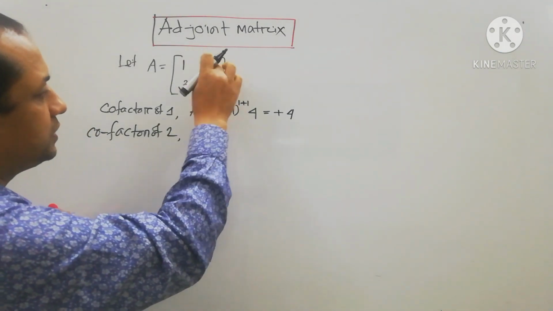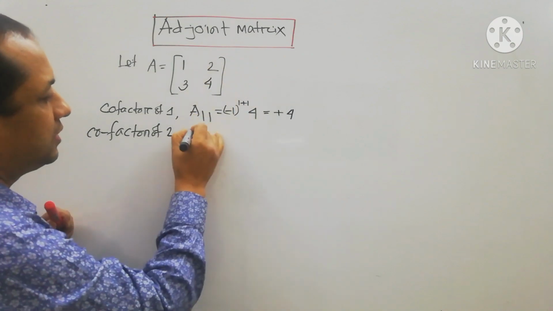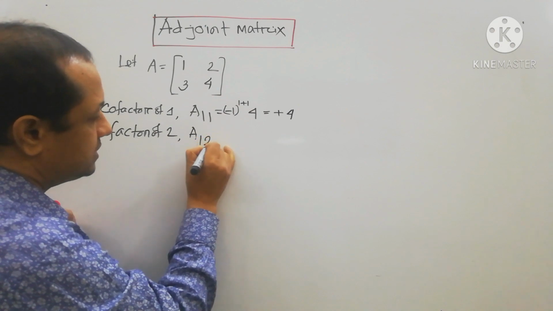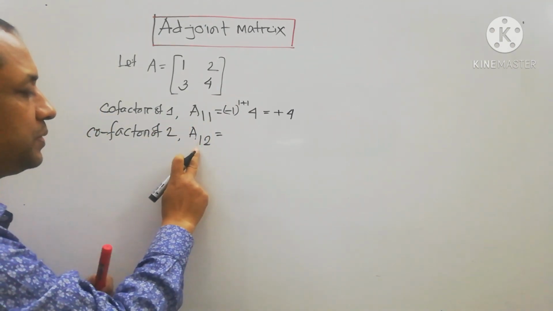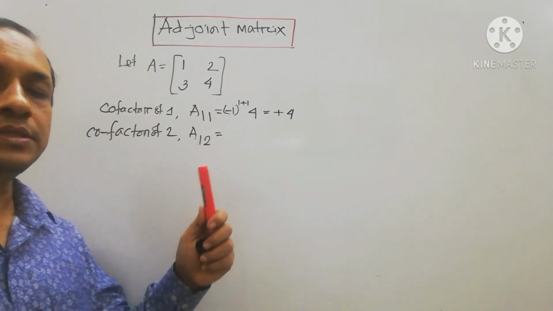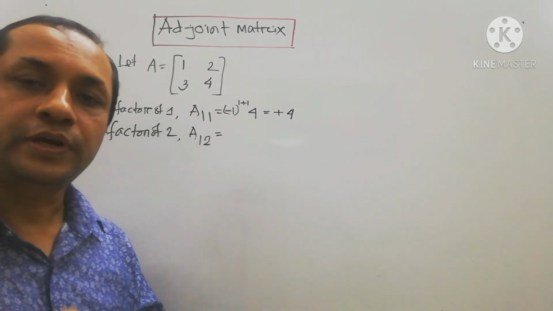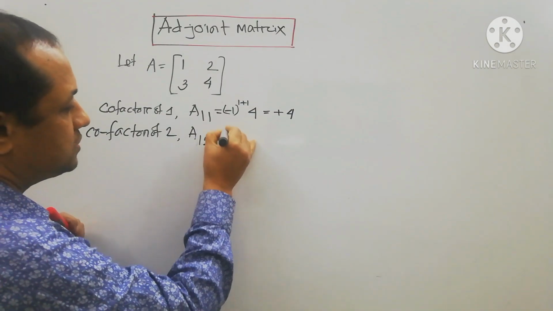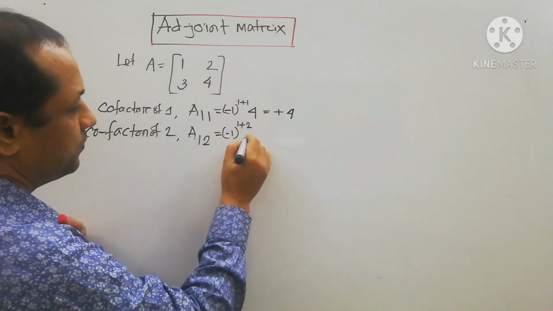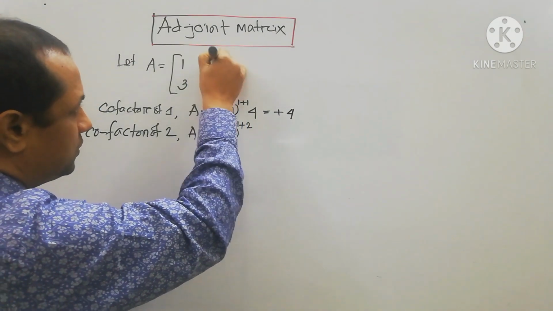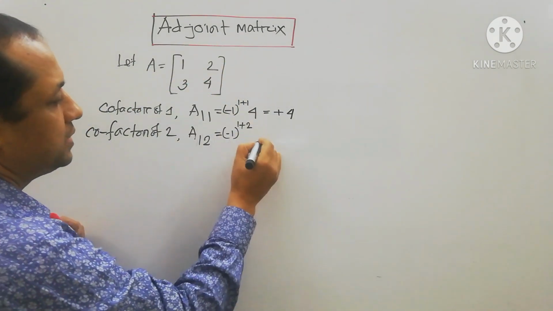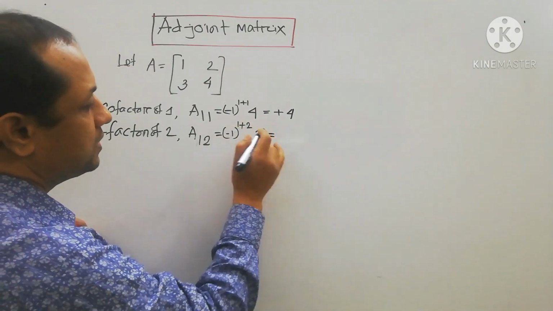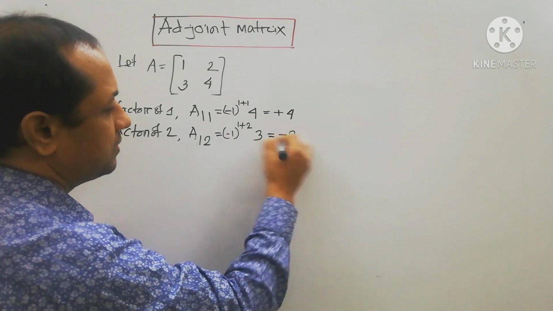It is denoted by A12. Here the position of 2 is first row and second column, so it is denoted by A12. The sum of number of row and number of column is an odd number, so the sign of the cofactor is negative. So student, here minus 1 whole to the power 1 plus 2. First row and second column are cancelled, so here the minor is 3.